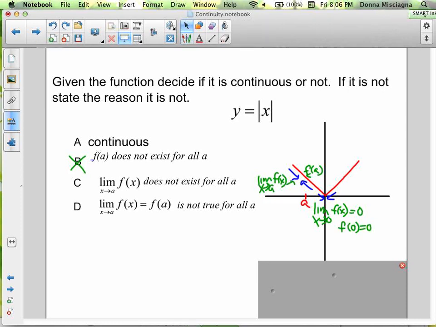And that's going to be true for every x value you could possibly choose. So the limit does exist for all values, and it's exactly the same as the value of the function. So that means this is continuous.